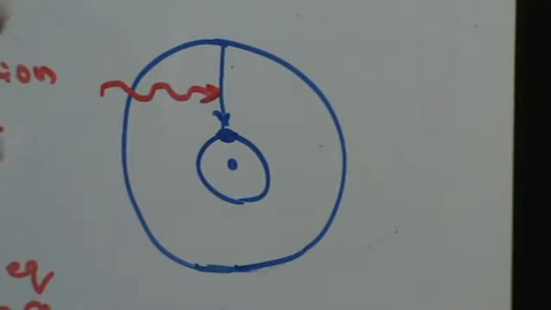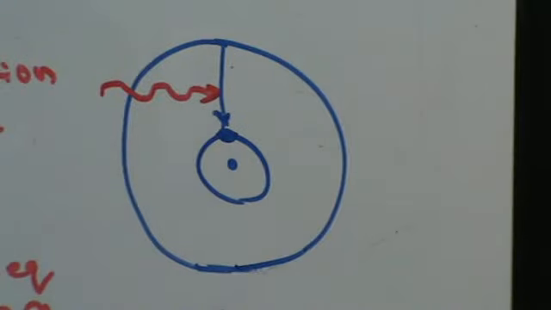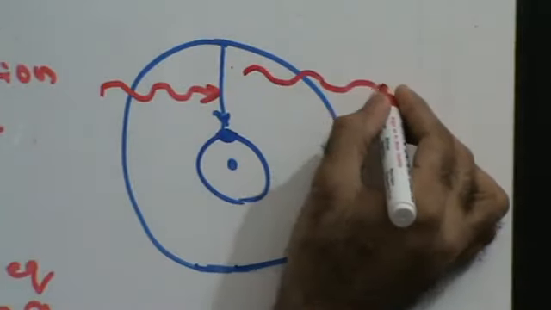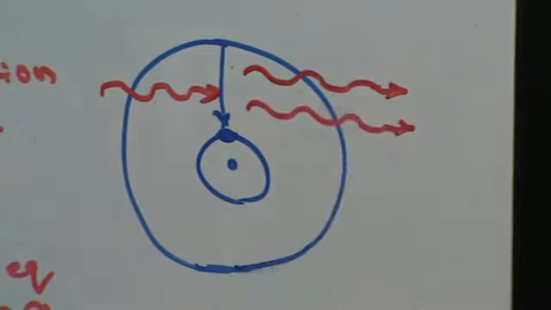So now, if the electron is coming down and I have one photon coming in, I will have two photons coming out from here, of identical frequency. One, the photon energy which I had supplied. Second, the photon energy due to the electron that is falling.